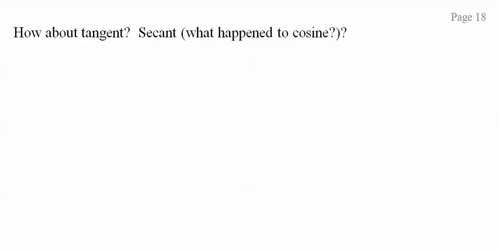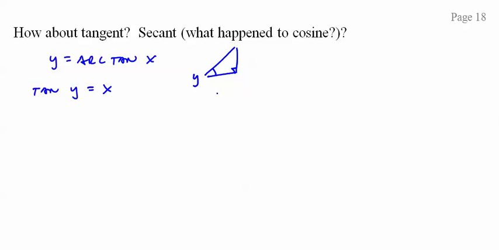So tangent and secant, well, what happened to cosine? You don't have to worry about it. Tangent, now I'll write it all out. y equals arctan of x, tangent of y equals x. Y, x, 1 plus x squared, square root.